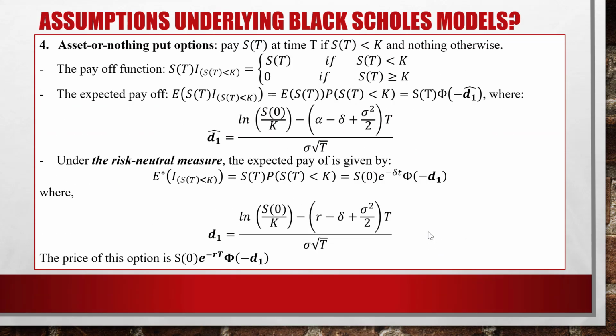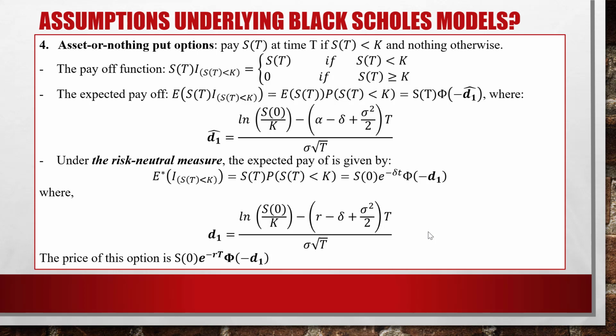Number 4, the asset-or-nothing put option. This option is similar to the asset-or-nothing call option, but we just convert the sign of the inequality and also the sign of d1. This option pays S(T) at time T if the stock price is less than K and nothing otherwise. So the payoff function is S(T) times the indicator function, and it should be equal to S(T) if S(T) is less than K, and equal to 0 if S(T) is greater than or equal to K.